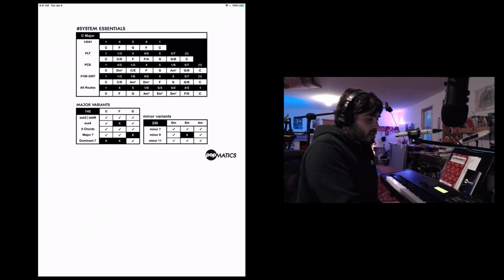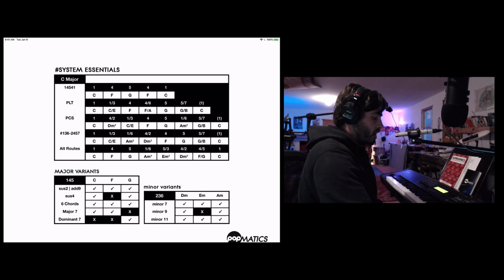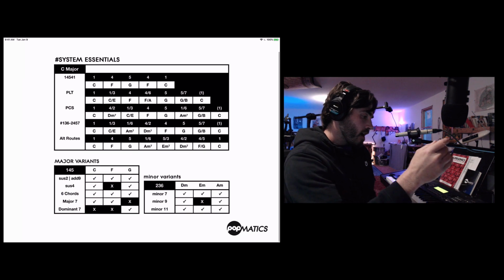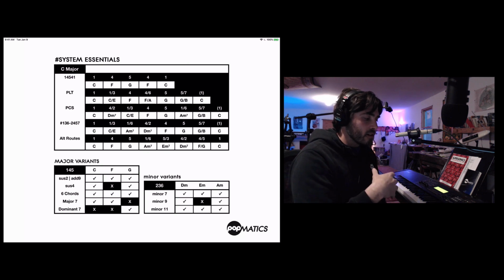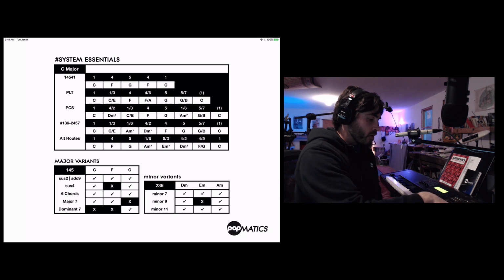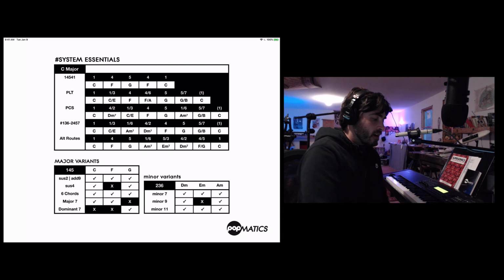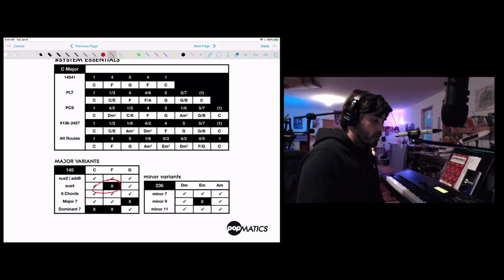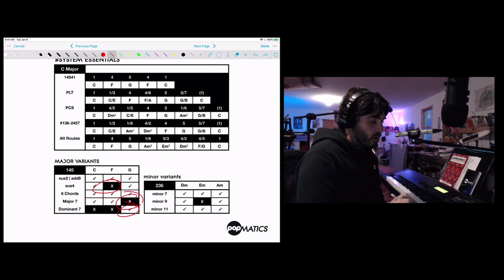From there, I have the number system essentials. This one should be rotated. It's the same kind of thing that we had before in standard notation, but here it's just the numbers and the letters. And so, again, when you go through here, the major variants, minor variants, it's showing you everything that's available. Anywhere there's a black X, again, sus4, no sus4 on the 4 chord, right? No major 7 on the 5 chord. Only the dominant 7 on the 5 chord. These are the available modifications and extensions that you can put.